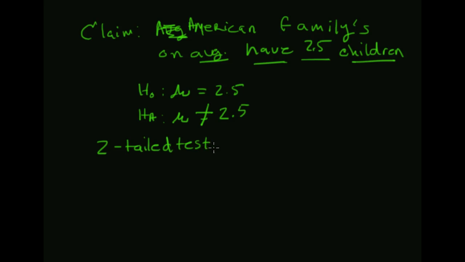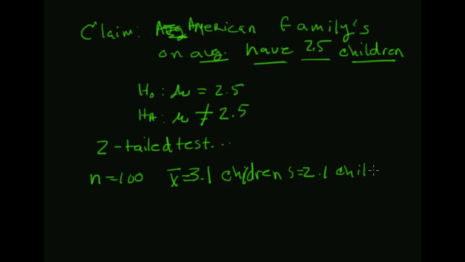test. Okay, so say somebody goes ahead and takes a sample of 100 American families, and they find from that sample that the average was 3.1 children, and the standard deviation of the sample is 2.1 children. So the mean of the sample, x bar, is 3.1 children. S, the standard deviation of the sample, is 2.1 children. This is all the statistical information that I need in order to create a t-interval.